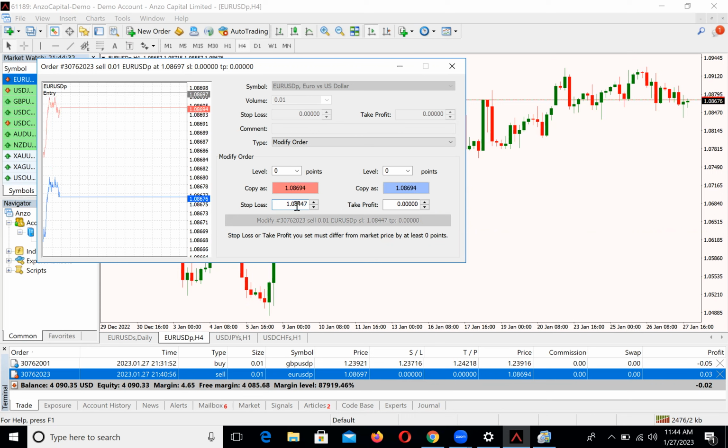It should be right. Let's see. I times the 25 by 10. I take the 25 pips, times it by 10, and then subtract it from the entry price. So we got 1.08447.